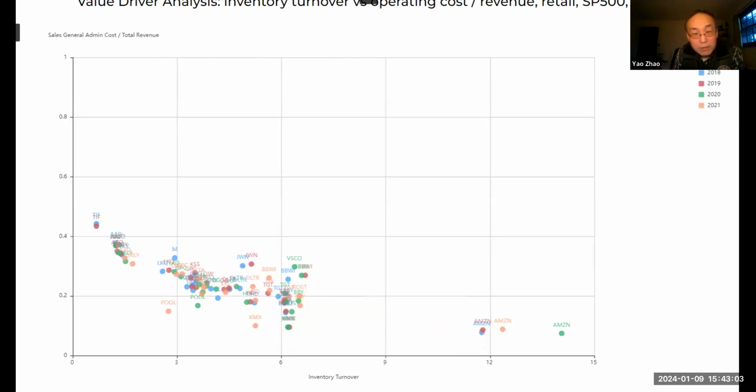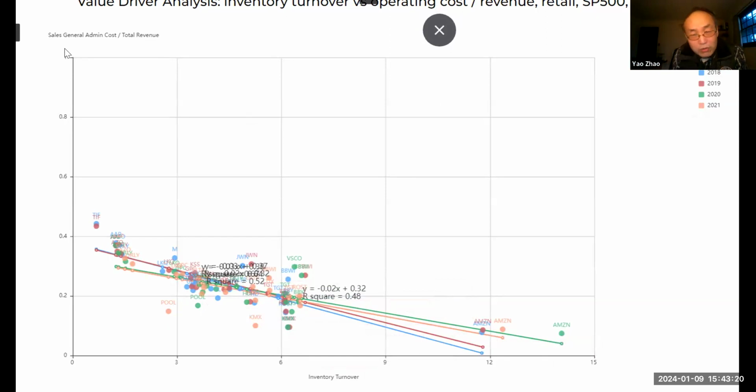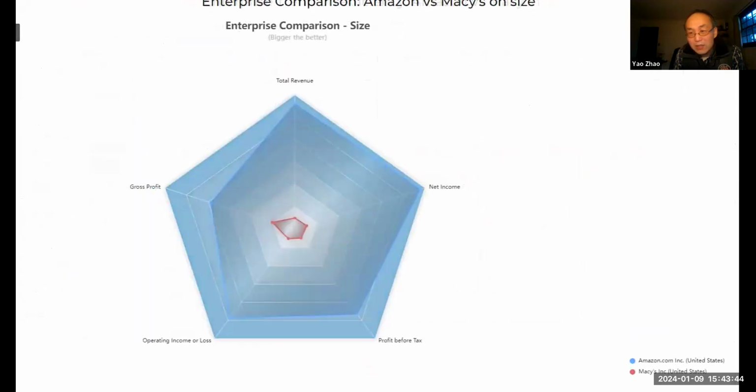Let's see. Yeah. So we'll find a strong negative correlation between inventory turnover and operating cost versus total revenue. So as inventory turnover increases, here's our Amazon data, the sales general administrative cost will decrease proportionally to revenue. And this is a strong correlation with R squared about 50% and almost the same slope for different years.